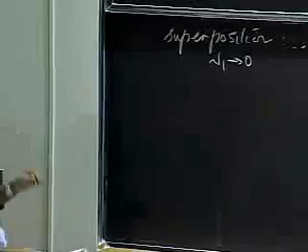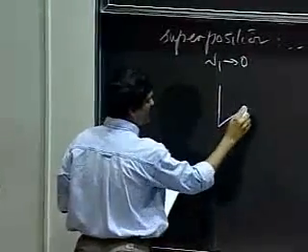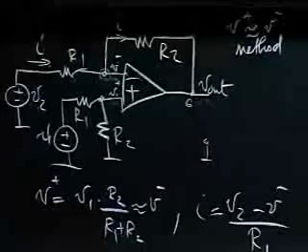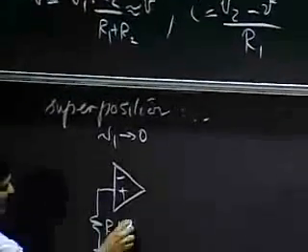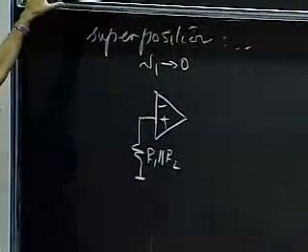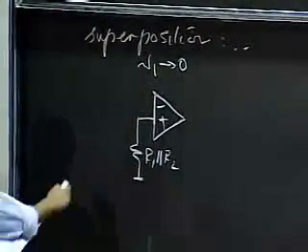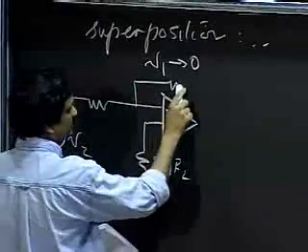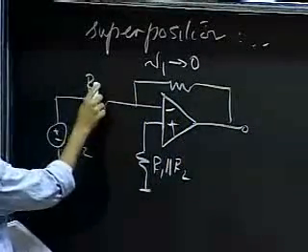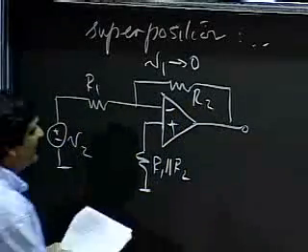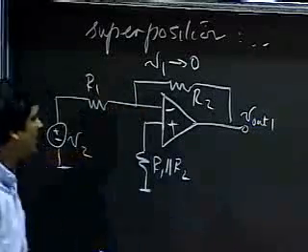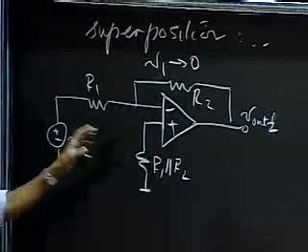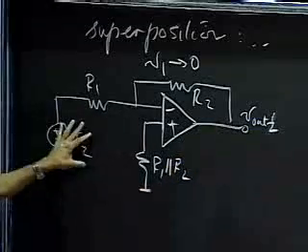One sub-circuit is the one in which V1 is 0, and that sub-circuit looks like this. If I set V1 to be 0, then R1 goes to ground, and I get R1 parallel R2 here. And of course, I have a V2 as before. This was R1, this was R2. Let me call that V out 1. Let me call it V out 2, corresponding to that component of the output that relates to V2 acting alone.